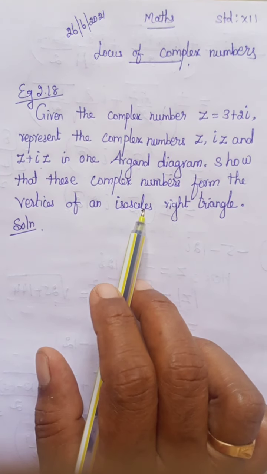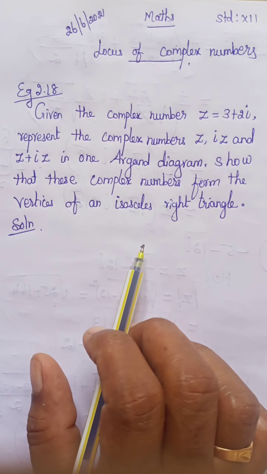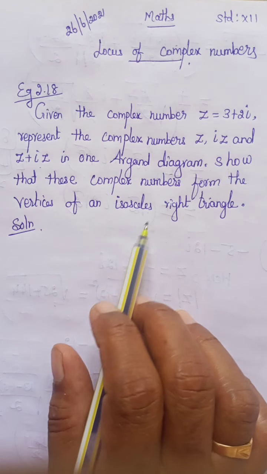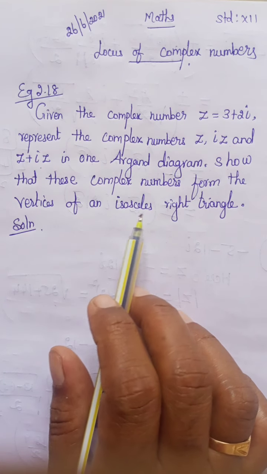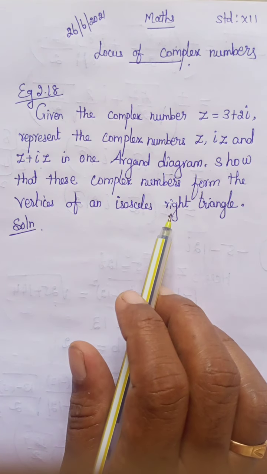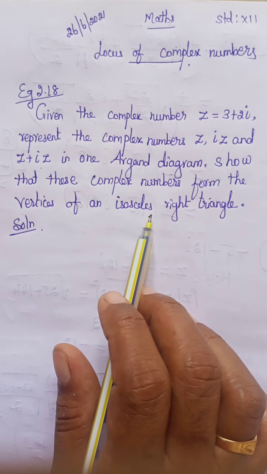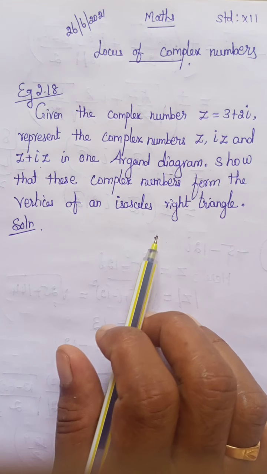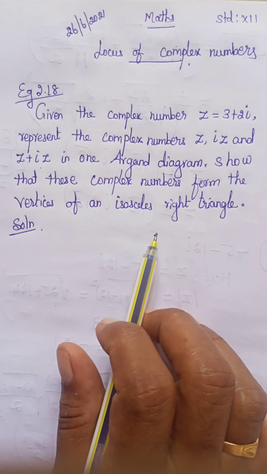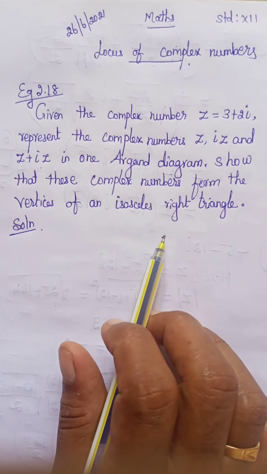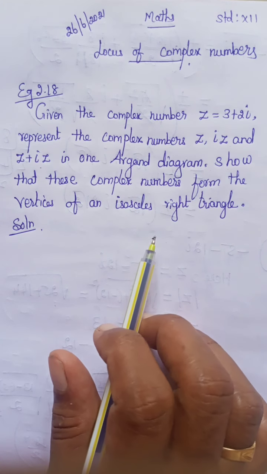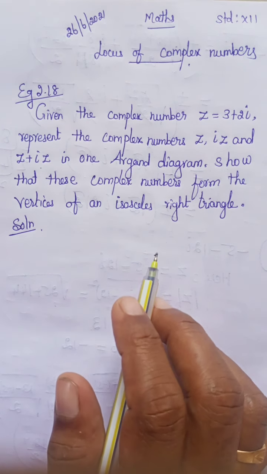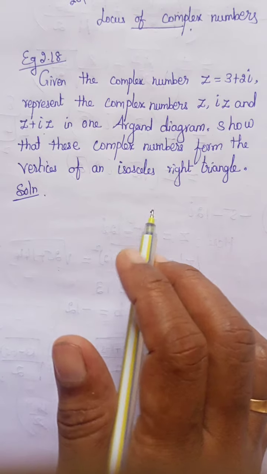So for the isosceles triangle, we should find out the distance of all 3 sides. An isosceles triangle means 2 sides are equal. For an isosceles right triangle, we have to prove that one angle should be 90 degrees. We can prove that using the Pythagoras theorem: the square of the hypotenuse is equal to the sum of the squares of the other 2 sides. Isn't it? This is what we are going to do.